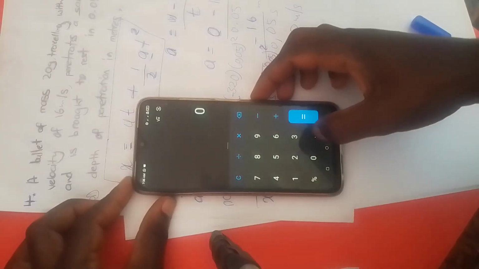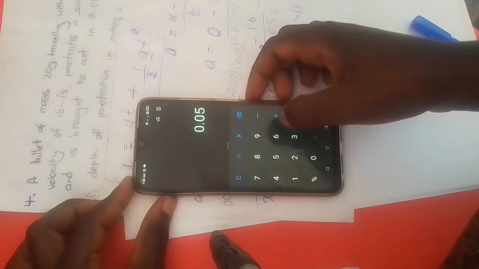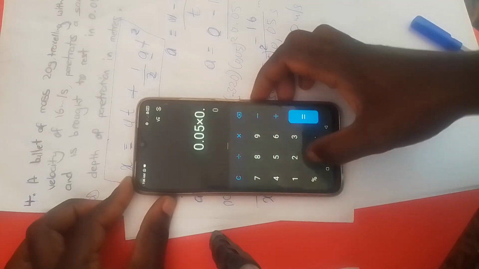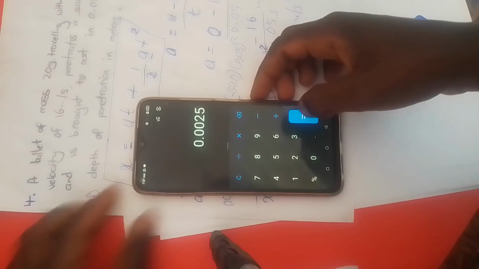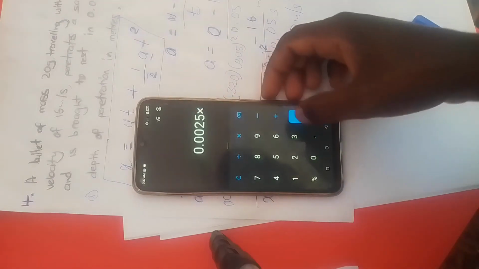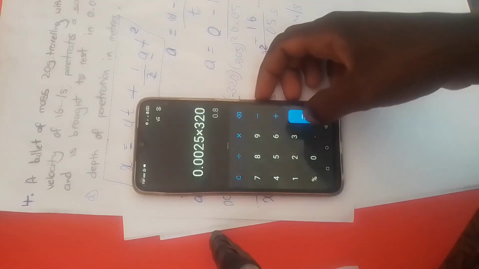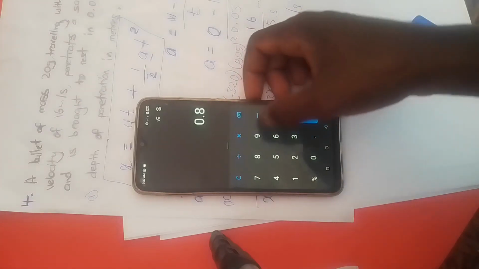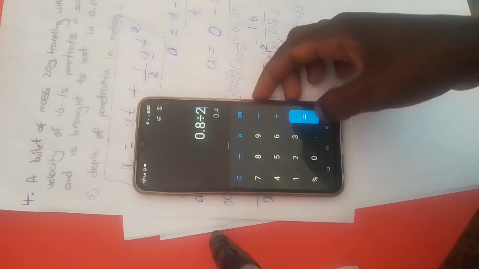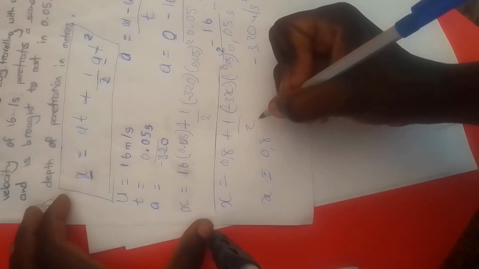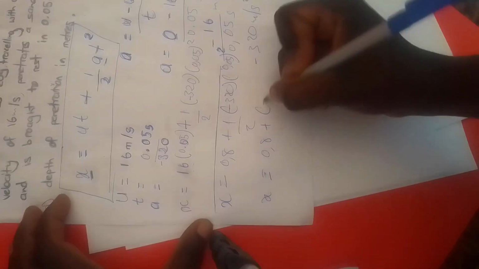Use your calculator again. Okay. 0.05 times 0.05, which is 0.0025, times negative 320, which is 0.8 again, divided by 2, because it's half at squared, which is 0.4. So x is equal to 0.8 plus negative 0.4.